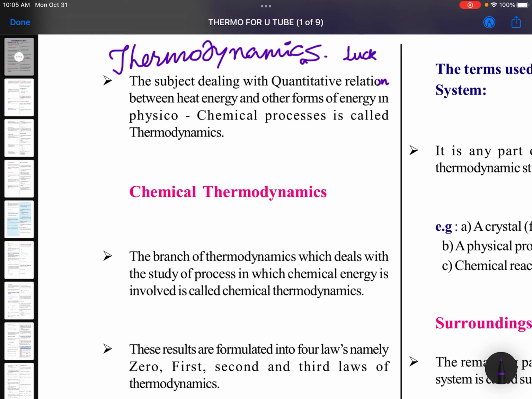We'll go with the thermodynamics theory part. So this is class 1, you can say. What is thermodynamics? Thermodynamics is completely an experience-based concept.